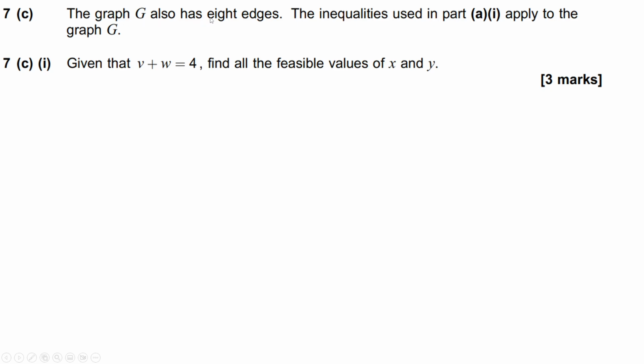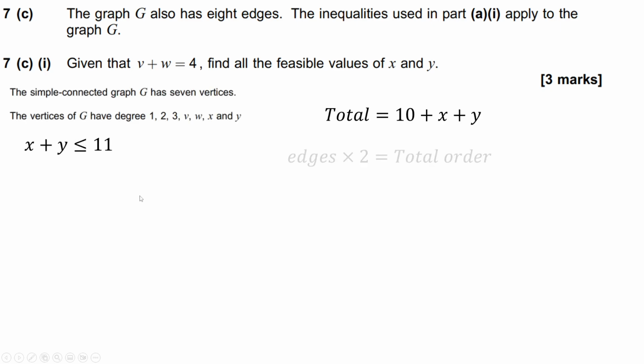The graph G also has 8 edges. The inequality used in part A applied to the graph G. So I think I had to rewrite them all here. We're given that v plus w equals 4. Okay, so x plus y is less than or equal to 11. This is going to be the most important one for us here.